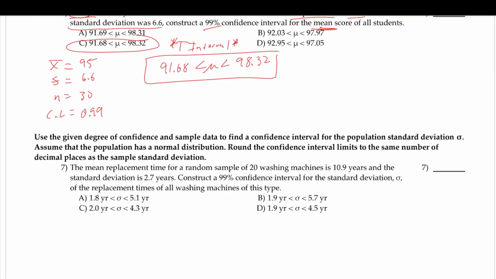Number 7. The mean replacement time for a random sample of 20 washing machines is 10.9 years, and the standard deviation is 2.7 years. Construct a 99% confidence interval for the standard deviation, sigma, of the replacement times of all washing machines of this type.